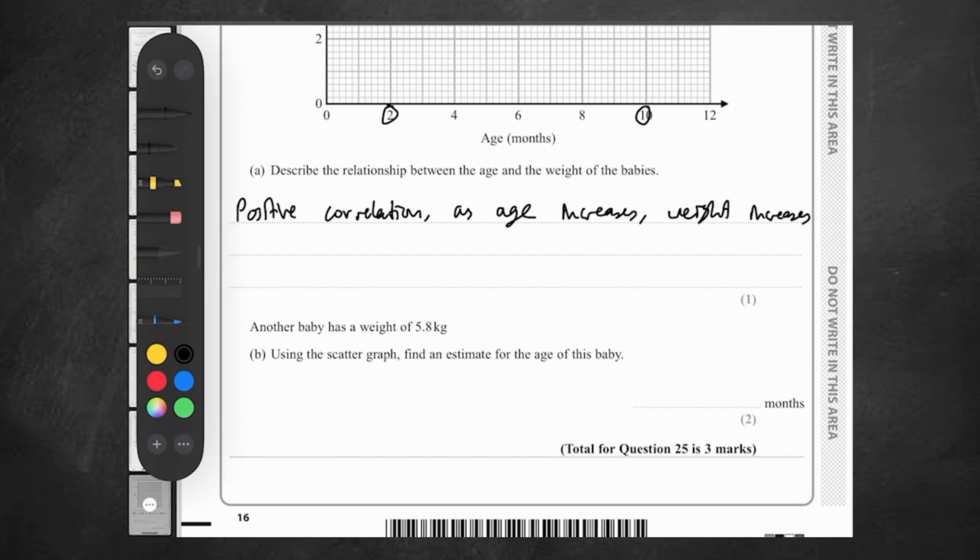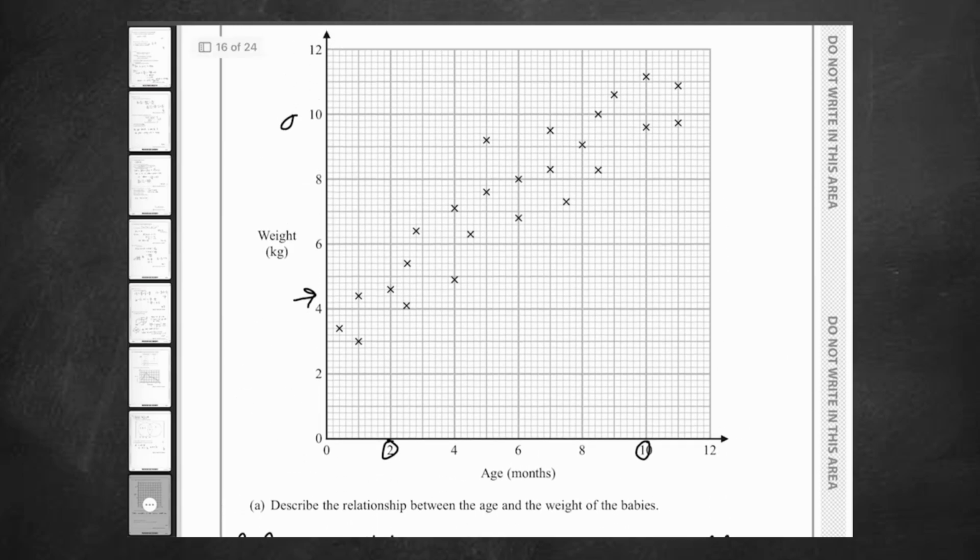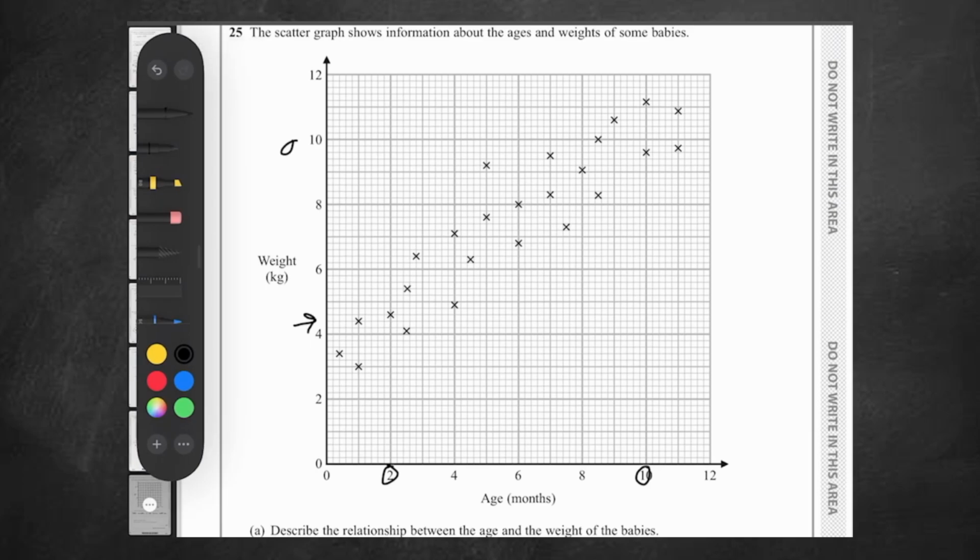Another baby has a weight of 5.8 kilograms. Using the scatter graph, find an estimate for the age of the baby. So the weight is 5.8 kilograms. What we have to be careful of here, it's 2 kilograms for 10 squares, so each square is 0.2. And we want the 5.8 kilograms, so that is going to be up here, this one here. I'm going to draw a line of best fit before I go any further, just to get a better idea of it. And we're just going to trace across. It's about there.